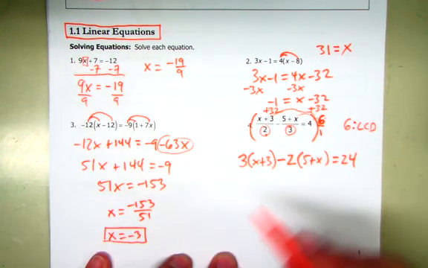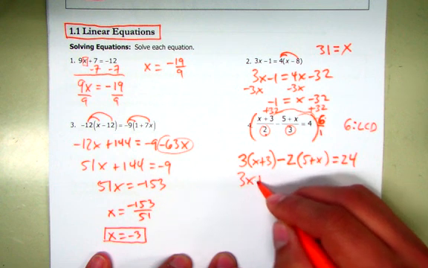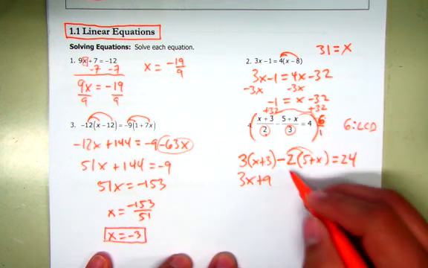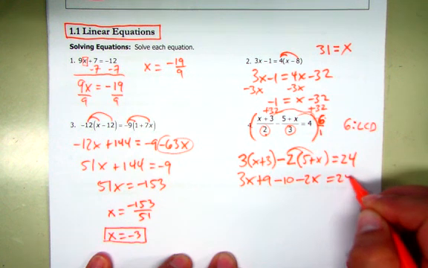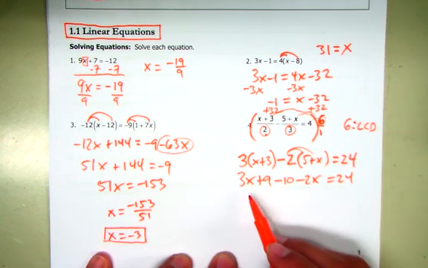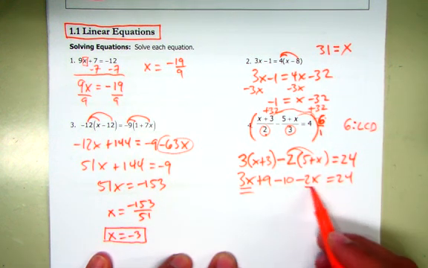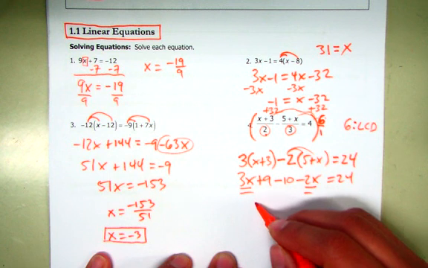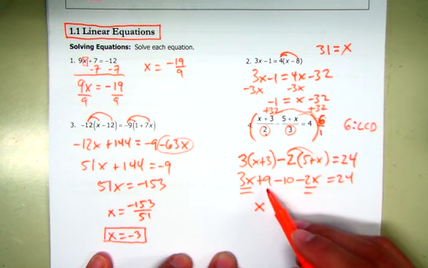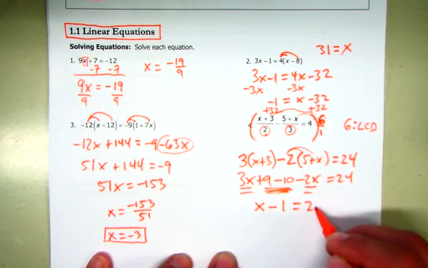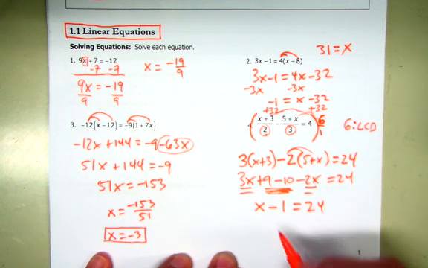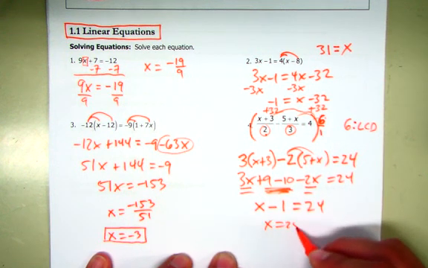We're going to distribute to get 3x plus 9. Distribute here. Be careful with the negative. That's minus 10 minus 2x equals 24. Since we have all our x's together on one side, now I'll combine them. Combine like terms, we just get a single x. 9 minus 10, that's minus 1. And now if you add 1, your final answer is x equals 25.